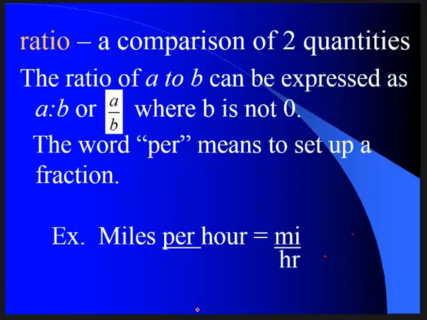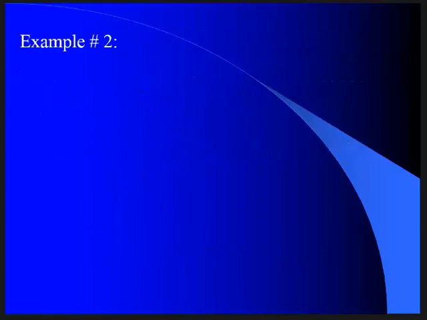In a recipe, you might use 1 cup of flour to every half a cup of sugar. So your ratio is 1 to 1/2. There are lots of different places where you see ratios. Here's another example.